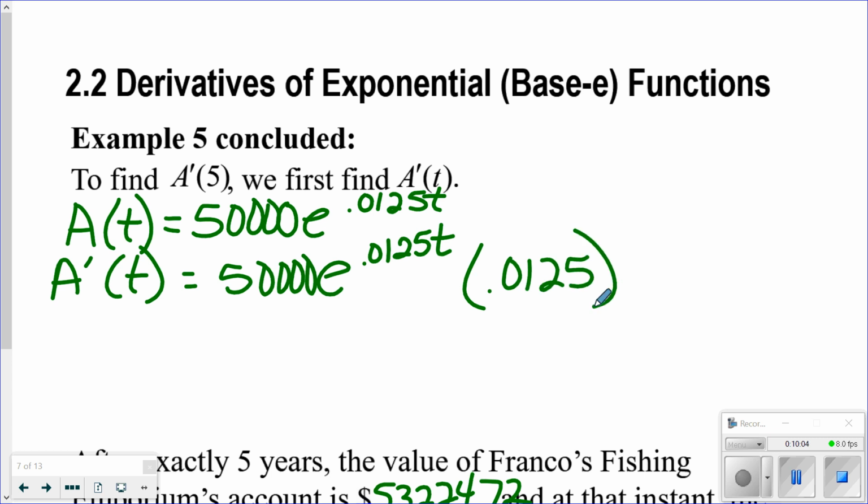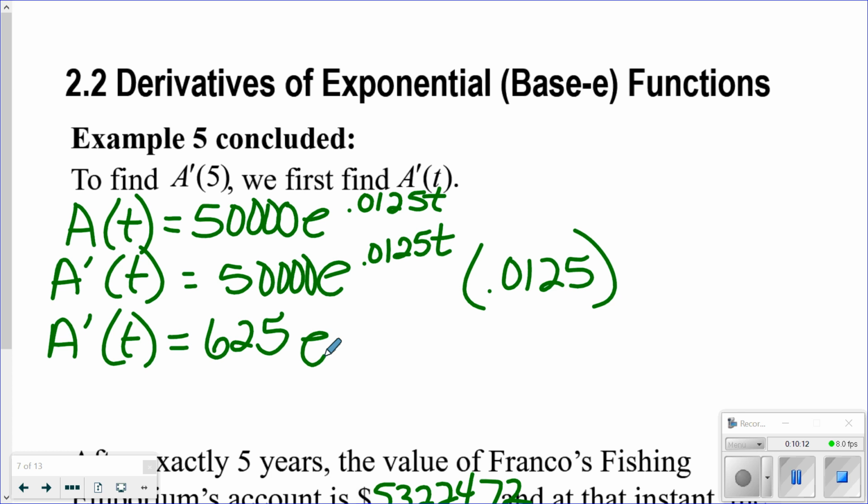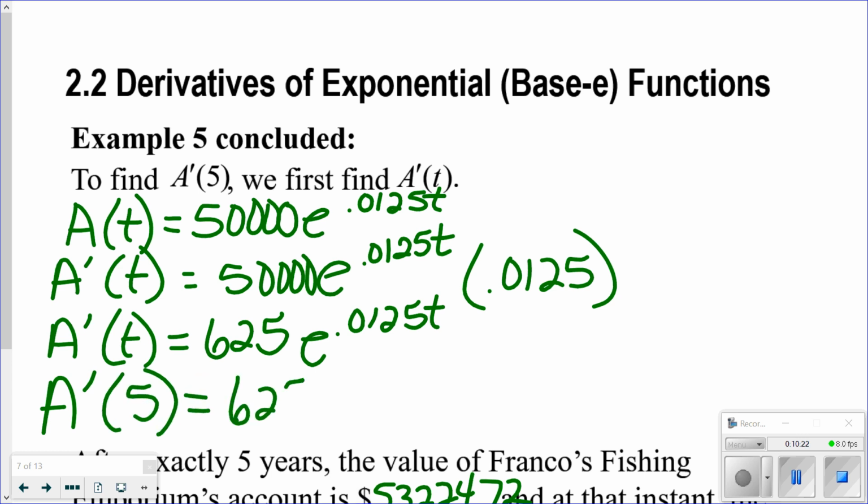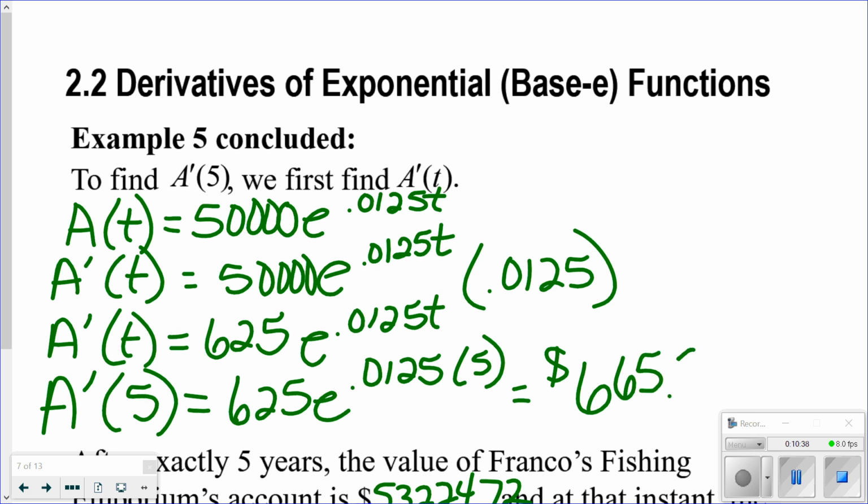We're going to multiply it by that derivative of the exponent, which is 0.0125. Okay, if we go ahead and simplify that, we get 625 e^(0.0125 t). Okay, and now we can plug 5 into this one. So we have 625 e^(0.0125 times 5). We're going to plug that into our calculator. And I believe what we get is 665.31.